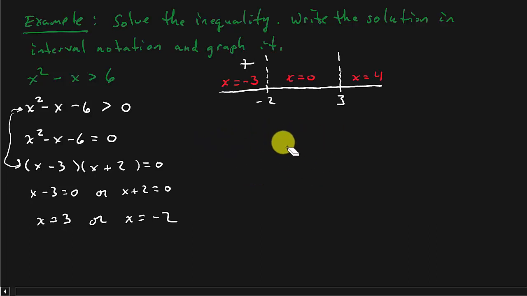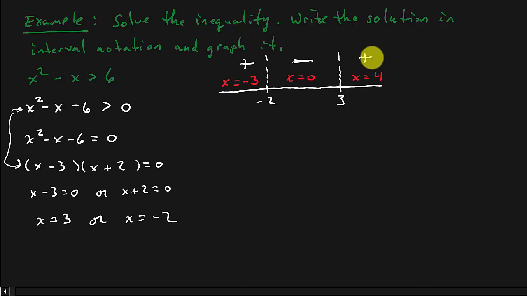Okay. So now let's do the same thing. Let's plug the 0 in. 0 minus 3 is negative. 0 plus 2 is positive. So that's a negative times a positive, which is negative. And then I plug the 4 in. 4 minus 3 is positive. 4 plus 2 is positive. Positive times a positive is positive.